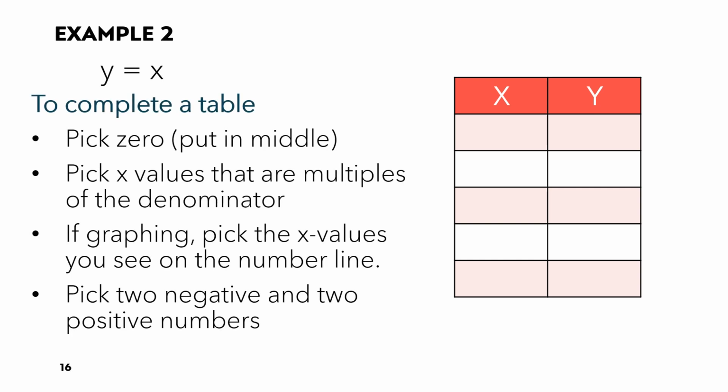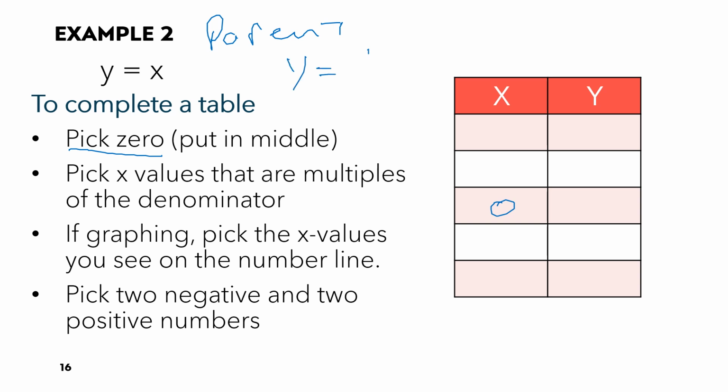So let's look at example 2. And this right here is what's called the parent function. And it's probably something you want to commit to memory. It's called the parent function because all the other variations we pick come from this number. So we're going to complete the table, and you pick your own numbers, but I always like to do 0.